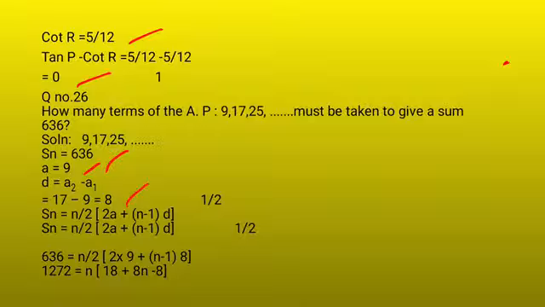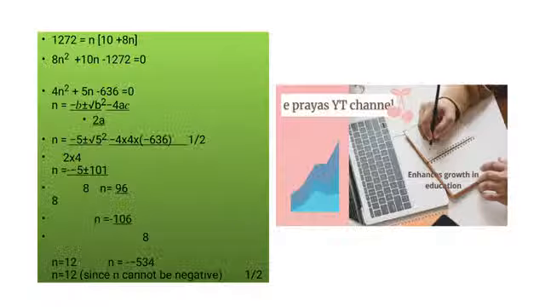Putting the values in the formula, Sn is equal to n by 2 bracket 2a plus (n minus 1)d bracket off. We will get 8n square plus 10n minus 1272 as the expression. By solving this quadratic equation, we will get n is equal to 12 and n is equal to minus 534. So the answer is n is equal to 12, since n cannot be negative.